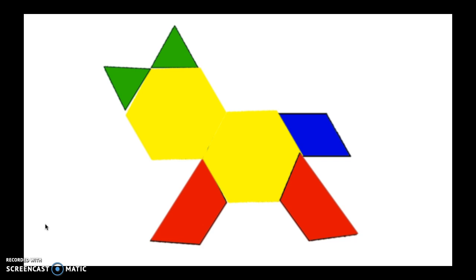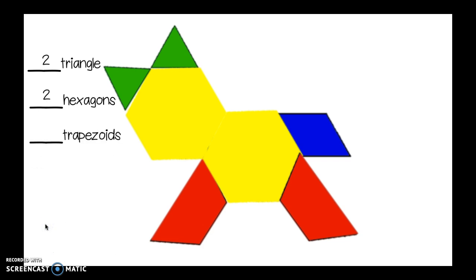Okay, here we go. So first I saw some triangles in my cute little kitty's head right there. So I counted them. 1, 2. So there are 2 triangles. Then I saw some hexagons, those big ones. And there's 1, 2. 2 hexagons again. Its legs are trapezoids. And there are 1, 2 trapezoids. And then finally the kitty's tail is a rhombus. And there's only 1 rhombus.